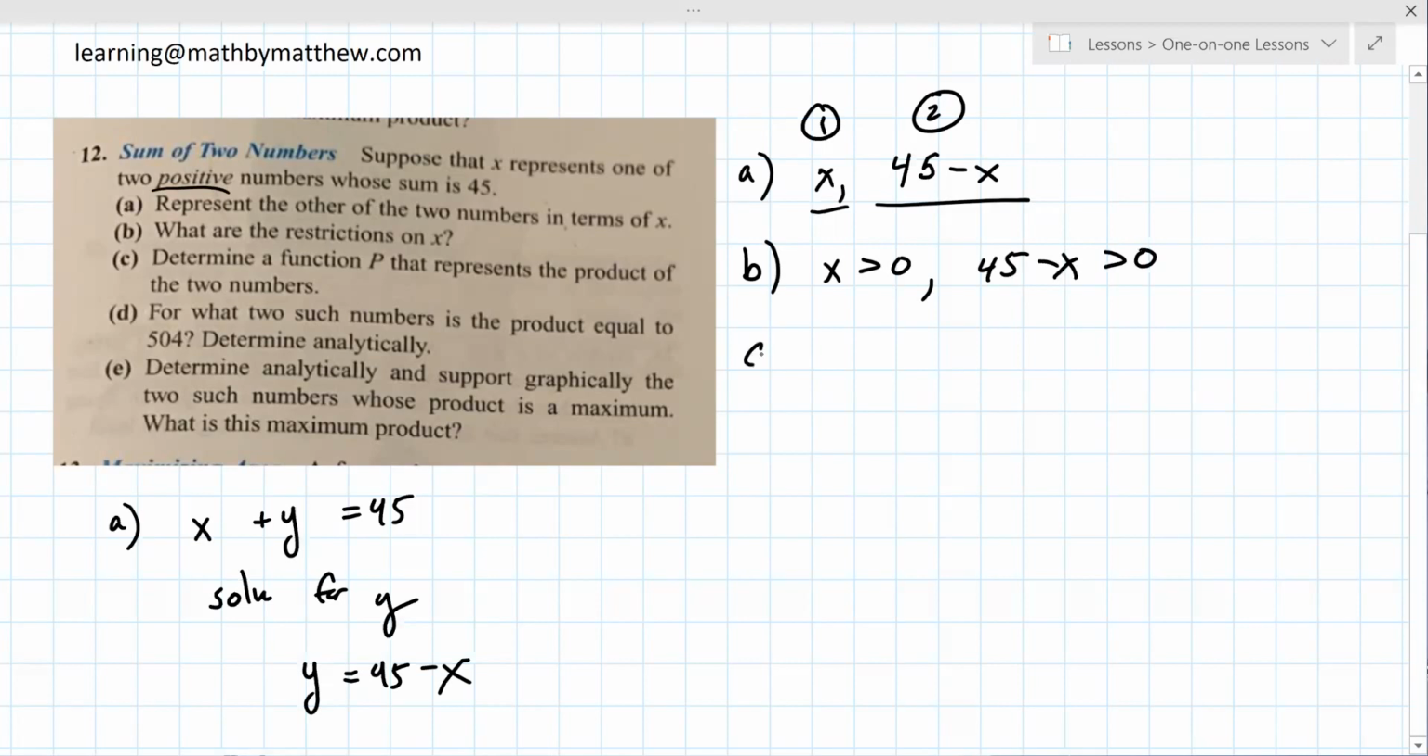Okay, that's fair. Part C, the product of two numbers. What math operation is that? The product of two numbers, multiplication, yeah, multiplication. Right? So we have x times quantity 45 minus x. Oh, okay. That's your p. I mean, the p could come first, but that's essentially p.